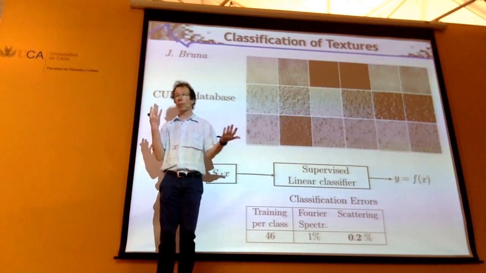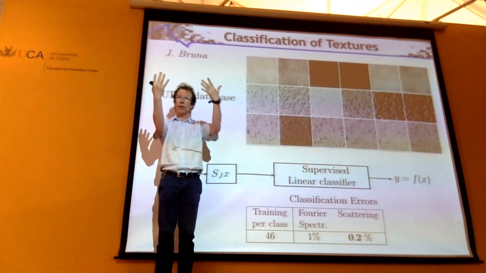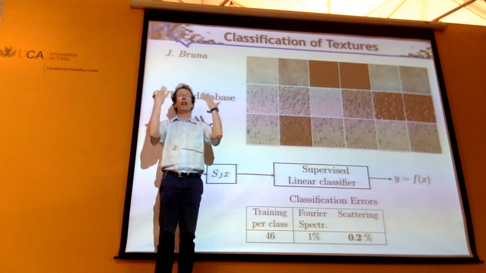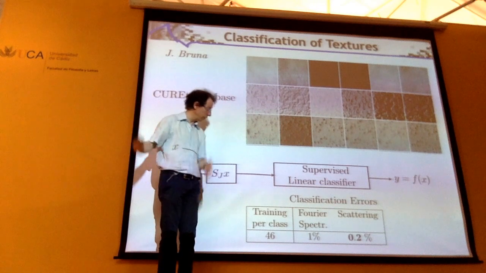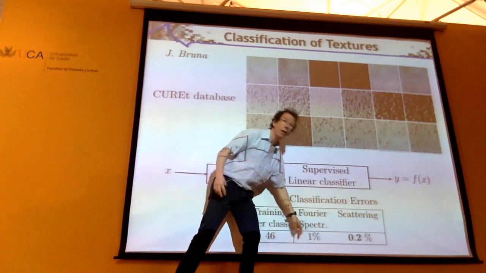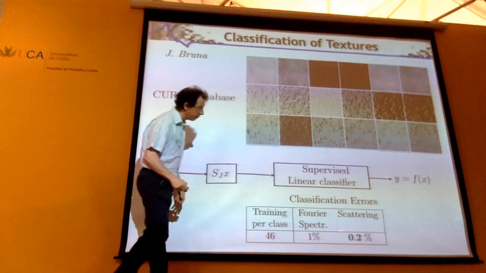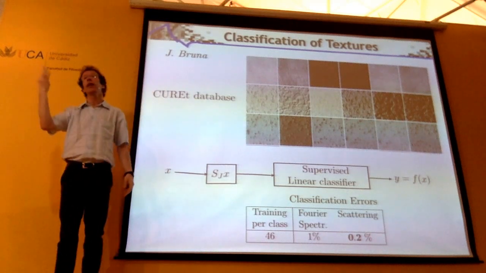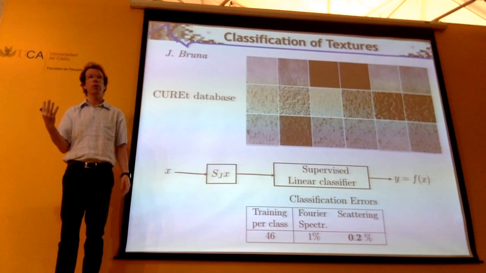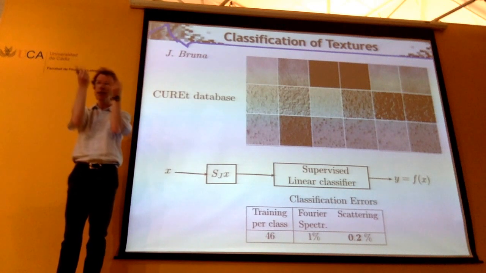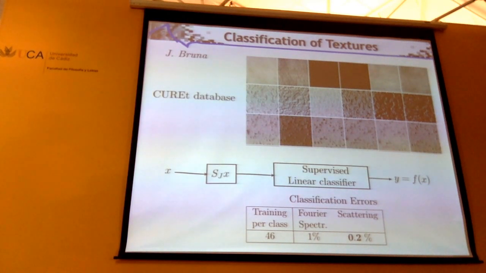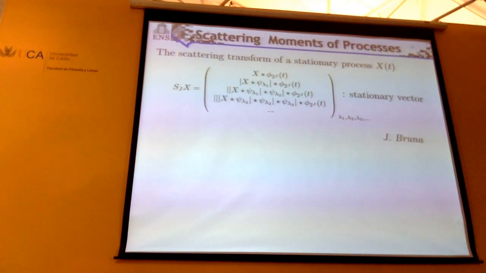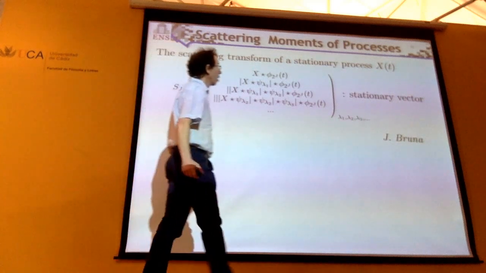Where will it mess up? It will mess up whenever you have two textures which have exactly the same second order moment, but which are different because of higher order moments. They are not going to be distinguishable. In this case, the scattering reduces the error by a factor of 5, which is here very important. Why? Because you can distinguish textures having exactly the same second order moments. And I'm going to explain that. So let me go back for a second to the mathematics.